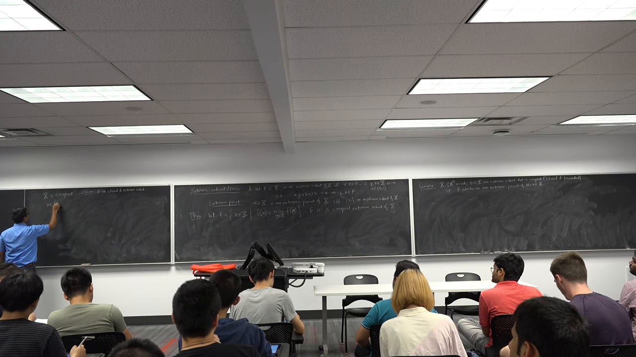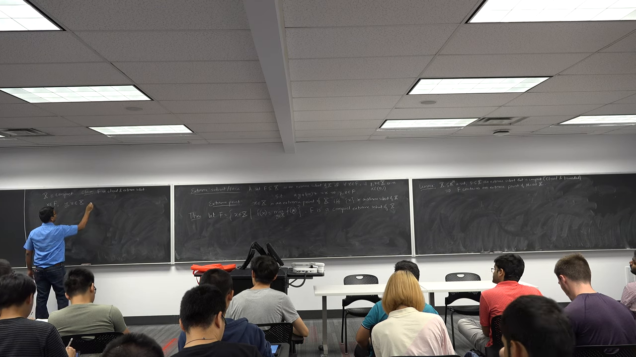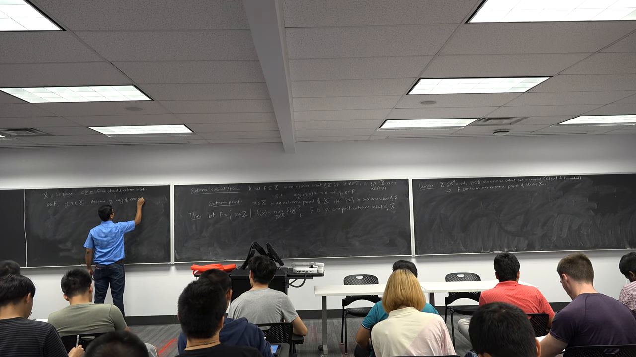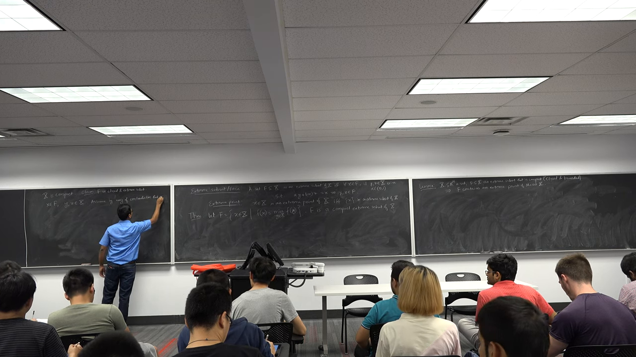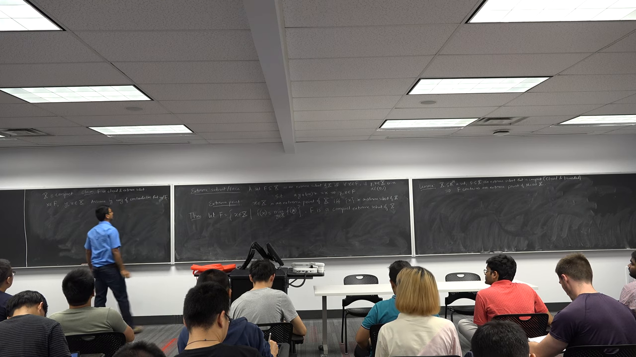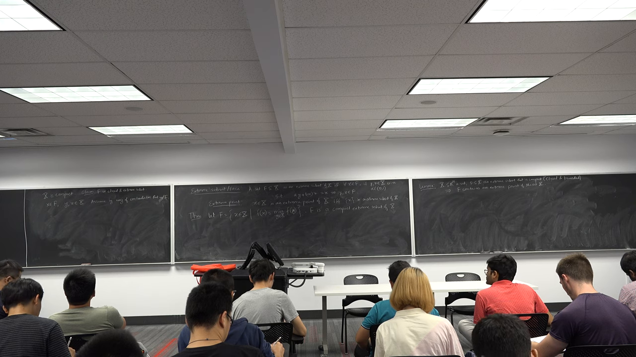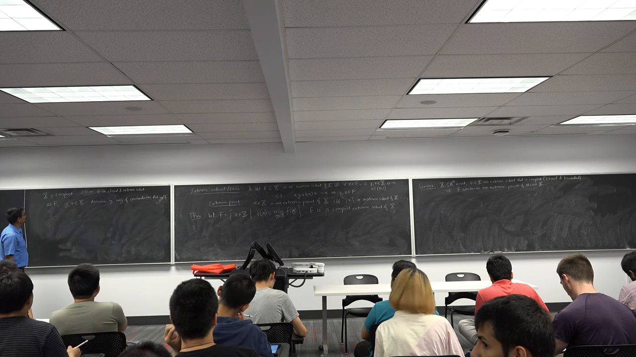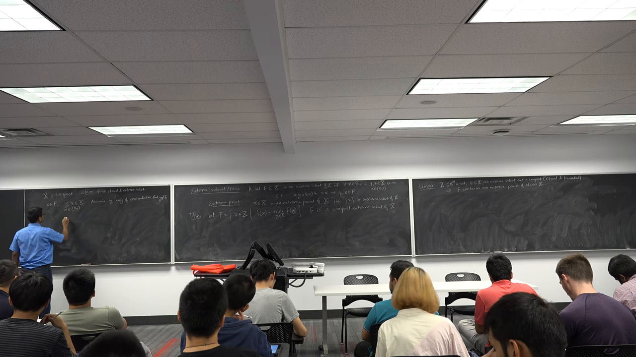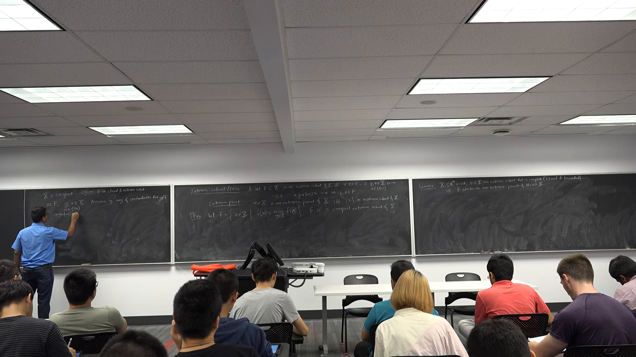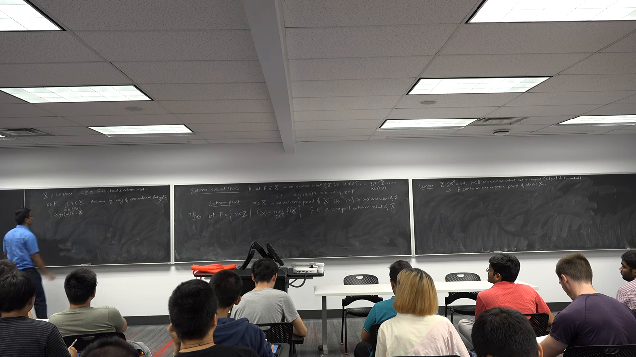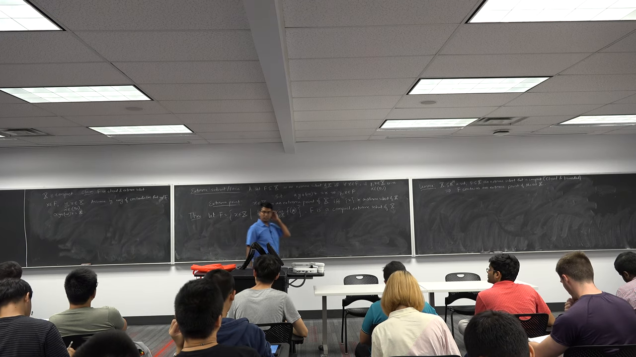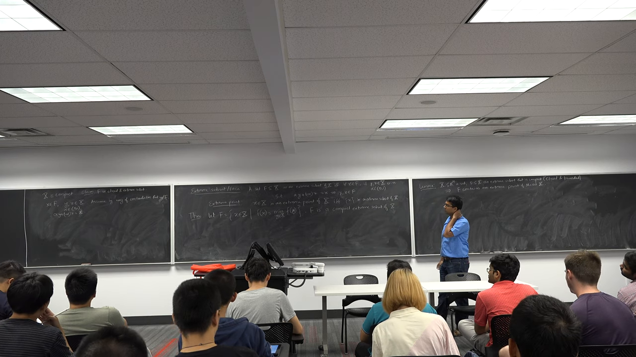So let X be in F, Y, Z in X. Assume, by way of contradiction, that Y is not in capital F. So Y is not a minimizer. Okay? C is equal to X. Okay, so I'll let you guys write and then we'll go ahead and prove the result.